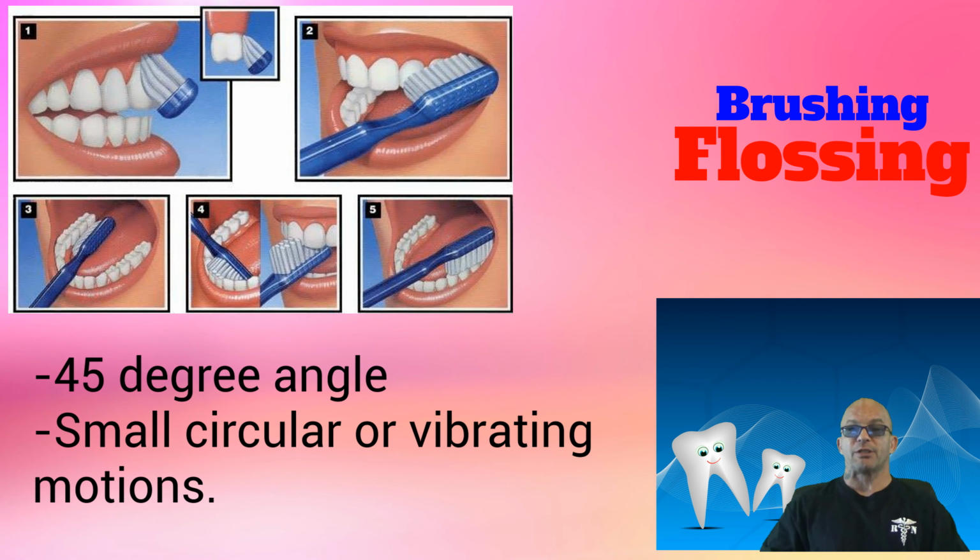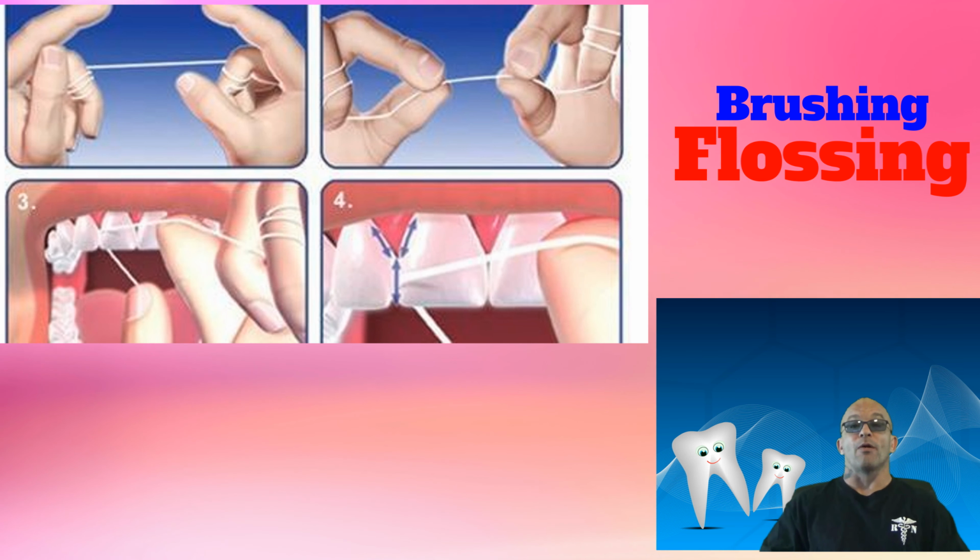We need to brush at a 45-degree angle from the gum to the tooth crown, using small, circular, or vibrating motions. When flossing, wrap one end of the floss around each of your middle fingers. Hold about 1 to 2 inches of the floss tightly between the fingers. Insert the floss between the teeth by gently moving it back and forth.